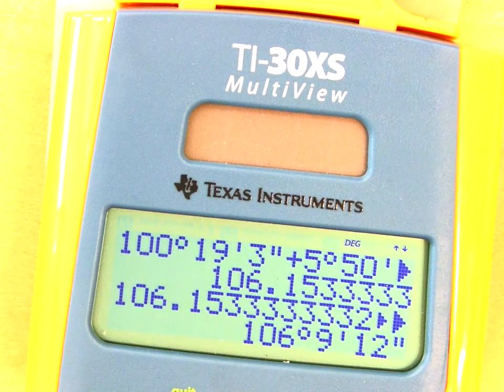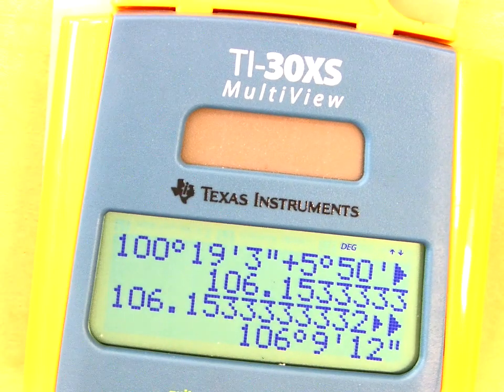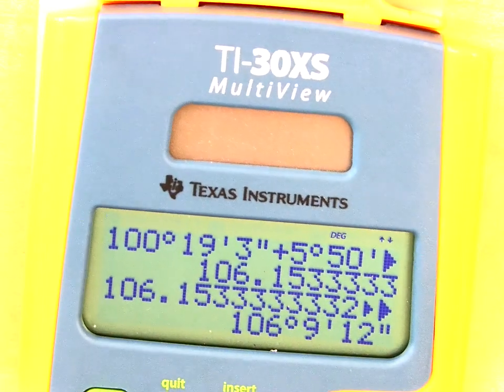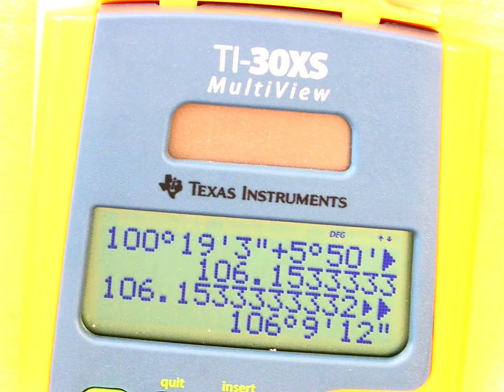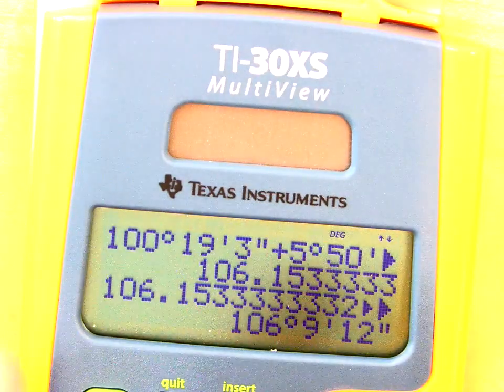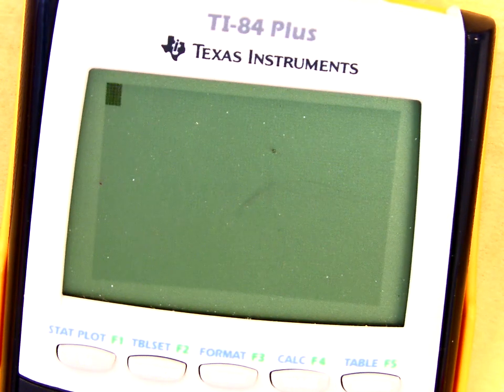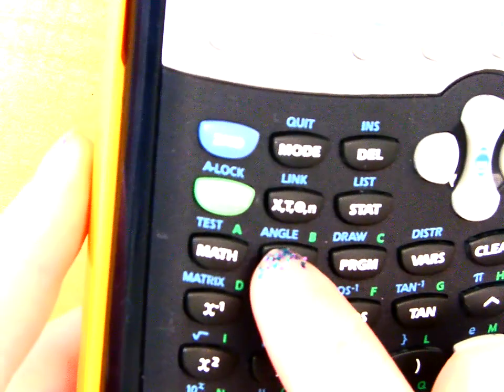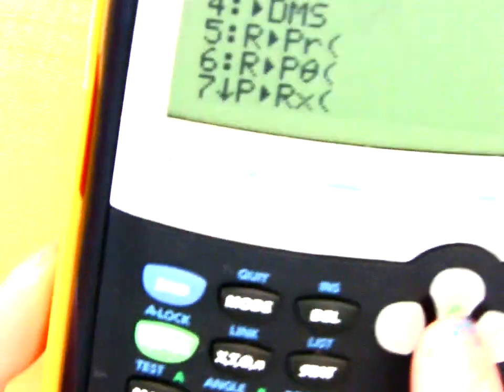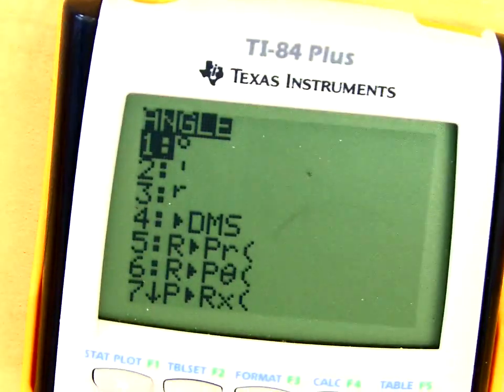Did you get the same thing? All right, cool. So now we know that the calculators can do that. If you happen to be using a graphing calculator, it's kind of the same idea. You would still type in 100, and then this one, that's funny. It also has an angle button right there. So I would just access that angle menu, and then I have basically the same things.